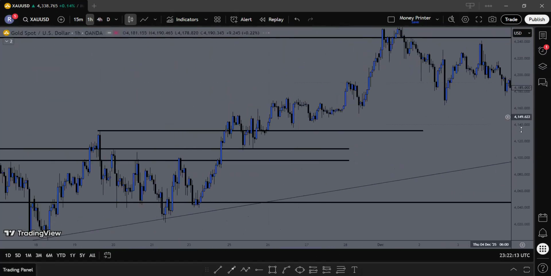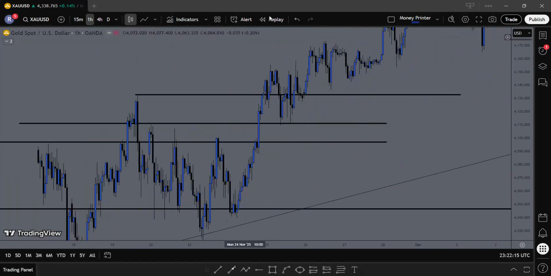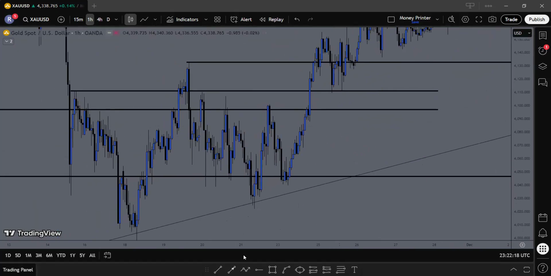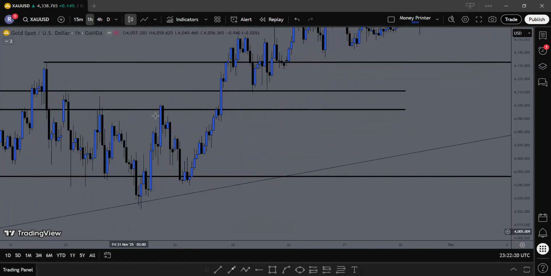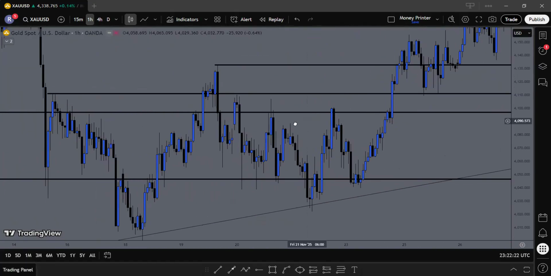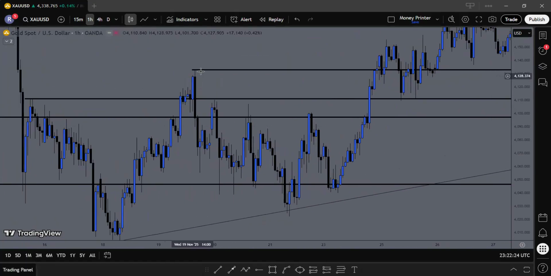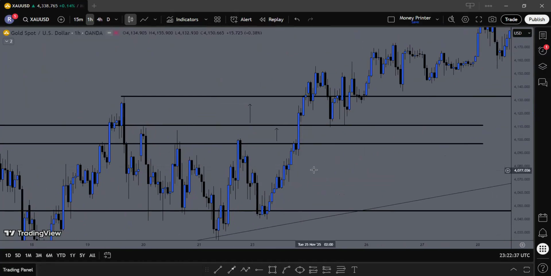The 4-hour highs that I marked up, I would look for a break. All right. So right here, we had this previous high, price broke it. So anything above these highs are buys. Anywhere above here, buys. Anywhere above here, buys. All right? Always remember that.